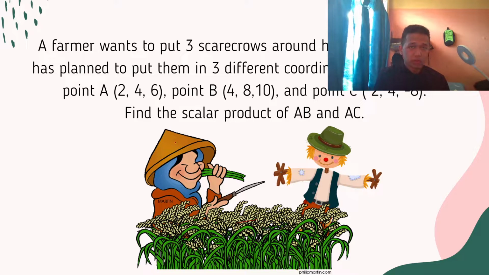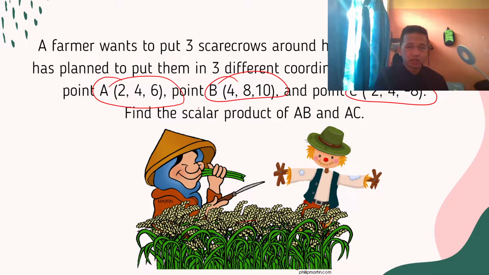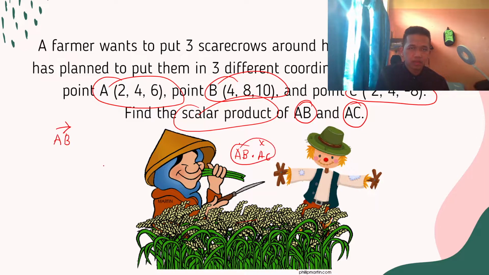A farmer wants to put 3 scarecrows around her wheat farm. She has planned to put them in 3 different coordinate points, which are point A, point B, and point C. My task here is to find the scalar product of AB and AC. I really want to explain scalar product and vector product, but unfortunately we don't have much time. But in short, scalar product is dot and vector product is cross. Since the question wants the scalar product of AB and AC, that means AB dot AC. But first we have to get AB and AC.